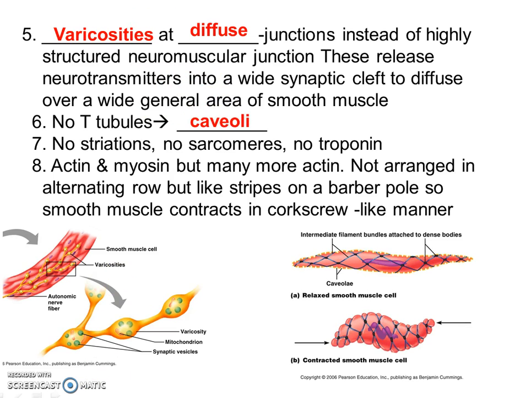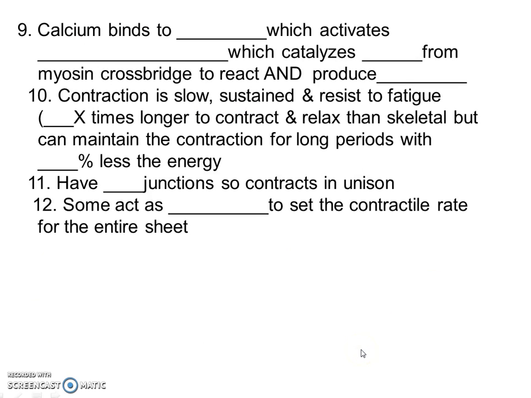Instead, you're going to see that the smooth muscle has these little indentations called caveolae. There are no striations, no sarcomeres, no troponin, but they do have actin and myosin, but instead of being arranged in alternating rows, they're arranged like stripes on a barber pole, so that we squeeze down or we make it wider. So here they're relaxed, and here they're turning and squeezing the smooth muscle like a corkscrew.